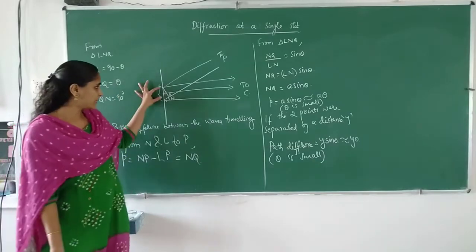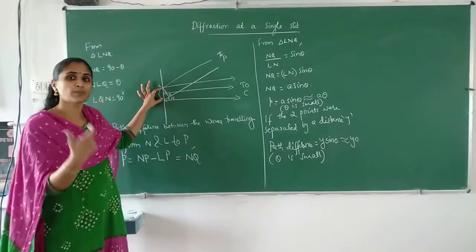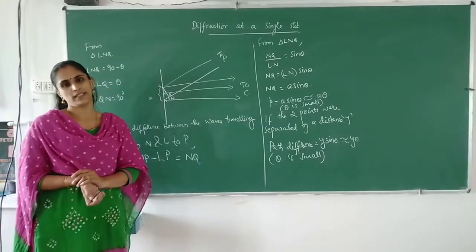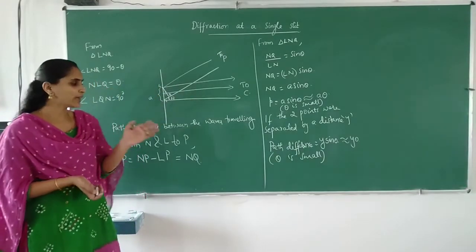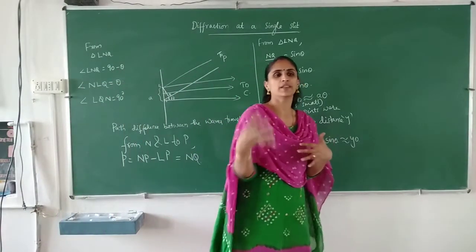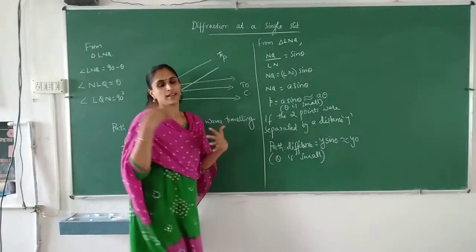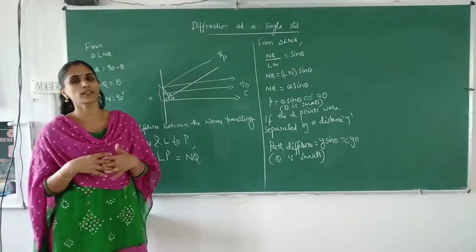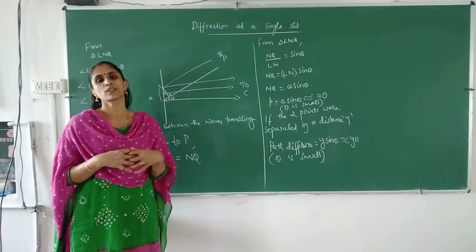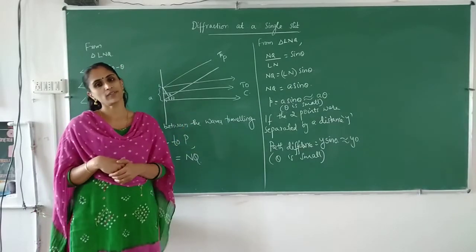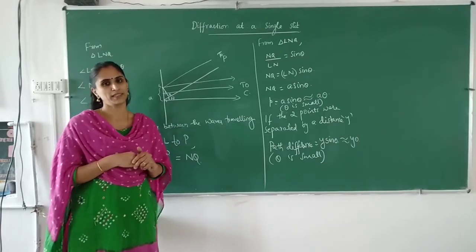Path difference between the waves which are starting from two points separated by y is given by y theta. Now we have to find the condition for the path difference such that crest should come together with crest, or trough with trough. That corresponds to maximum intensity. If one crest and one trough combine, it will be minimum intensity.